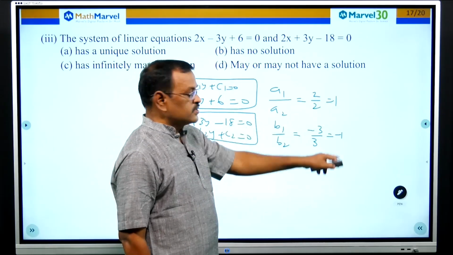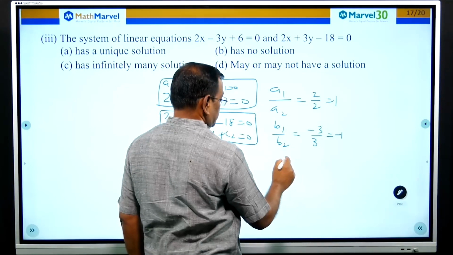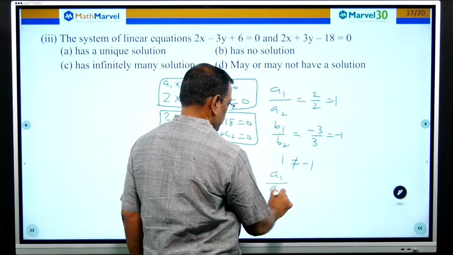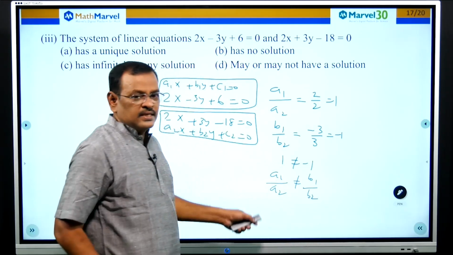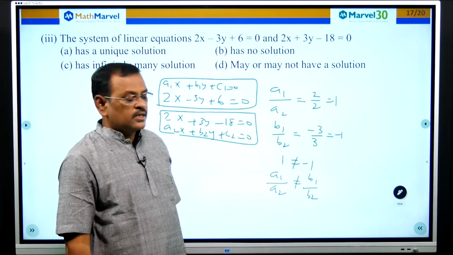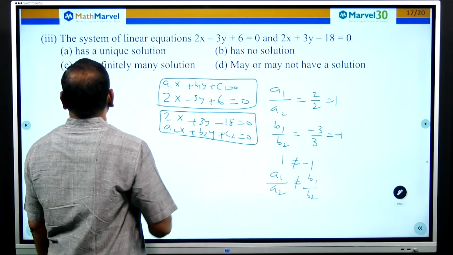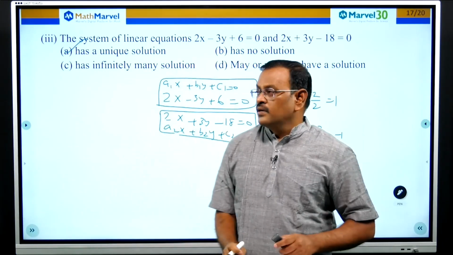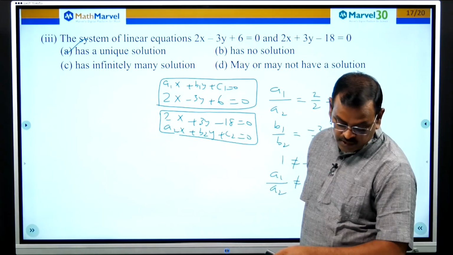Compare these two values. 1 not equal to minus 1, which means a1 by a2 not equal to b1 by b2, and hence this is the condition for what? a1 by a2 not equal to b1 by b2. This is the condition for a pair of linear equations to have a unique solution. This is the third subdivision: the nature of the pair of linear equations has a unique solution.